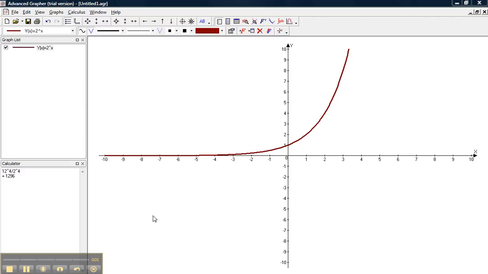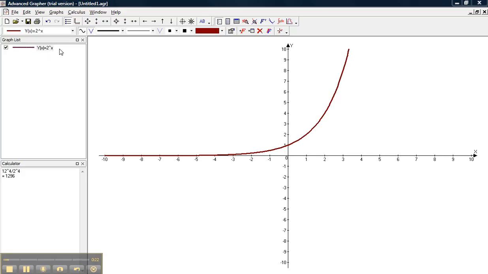Okay, here's part two of log functions. Here we have the y equals 2 to the x function. Notice what's going on here. Notice here it crosses at 1. Why? Because at 0, 2 to the 0 power is just 1, right?